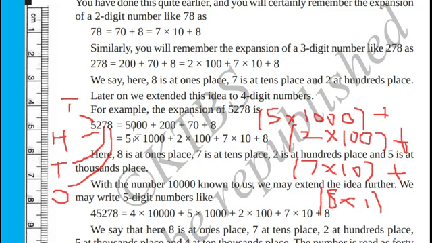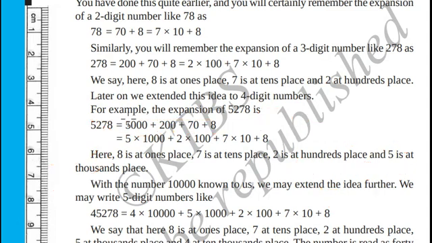5 into 1000 is equal to 5000. 2 into 100 is equal to 200. 7 into 10 is equal to 70. 8 into 1 is equal to 8. When we add these numbers, we will get 5278.